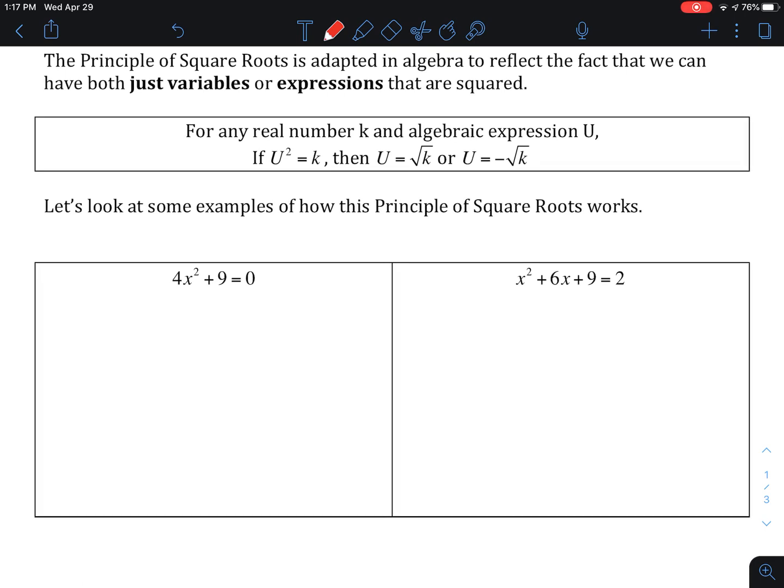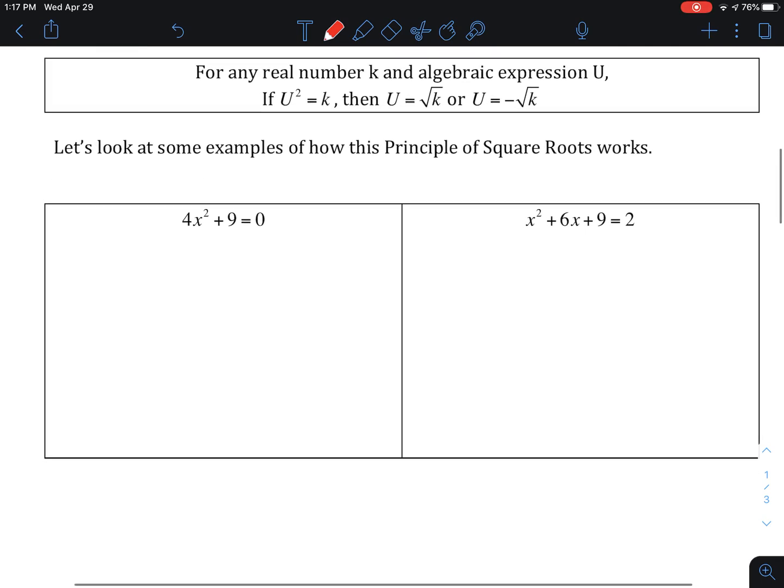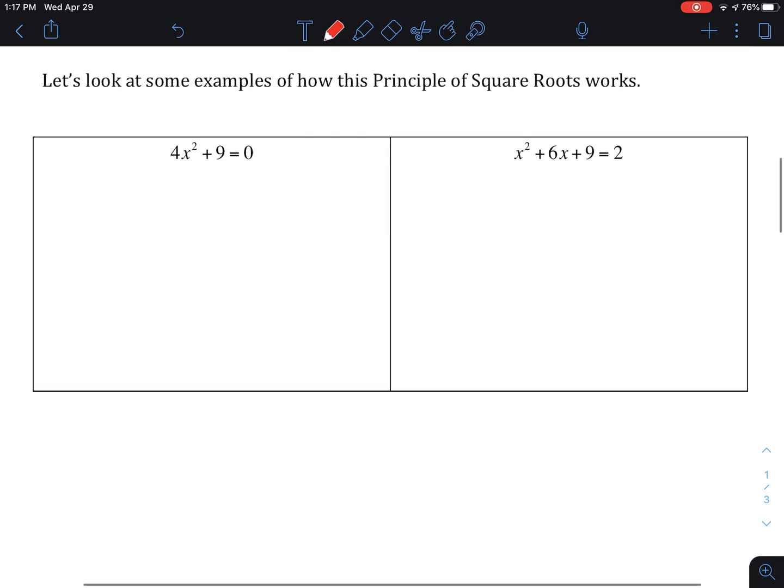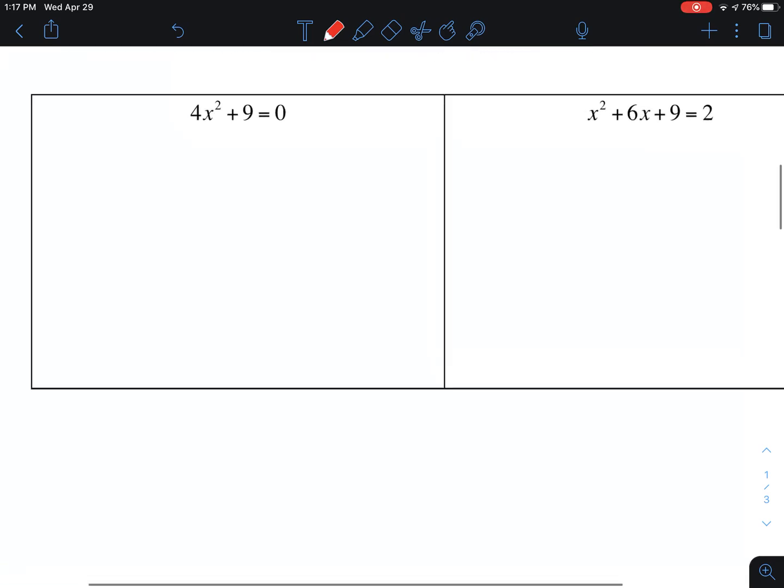We are going to use the principle of square roots to start solving quadratics. And remember that the solutions, when we start square rooting things, could be a real number or it could be an imaginary number. So we need to keep that in mind as we work. Let's take a look at some examples of how the principle of square roots works.